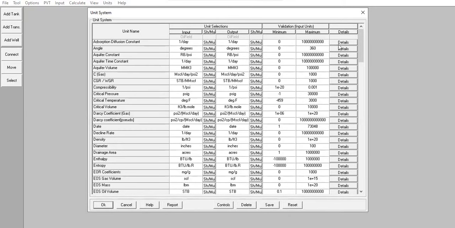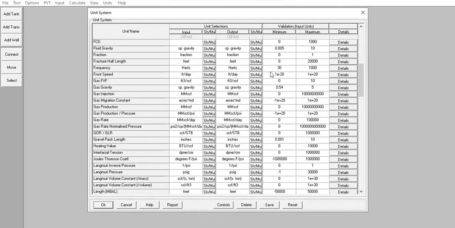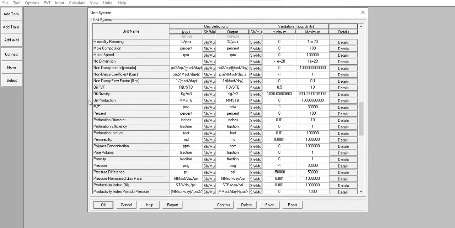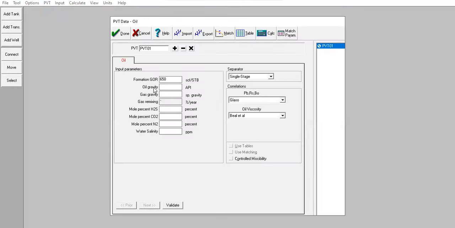All right, so let's find API or gravity, the oil gravity. This one, oil gravity. You can see the input unit selections in kilogram per meter cubic. We change it to API. Oil production in mmstb, million stock tank barrel. Okay, I use that. Click OK. Go back to PVT. Fluid properties. All right, so for oil gravity is 40 API.